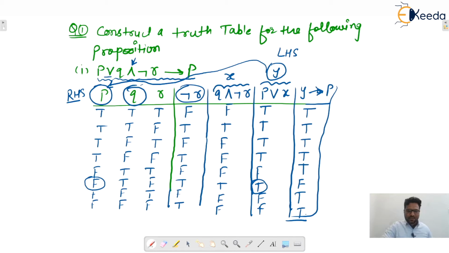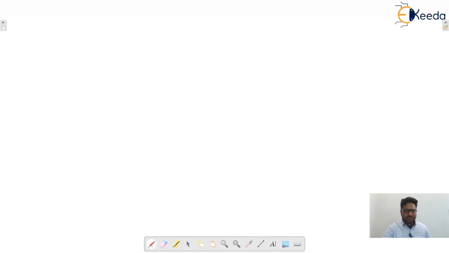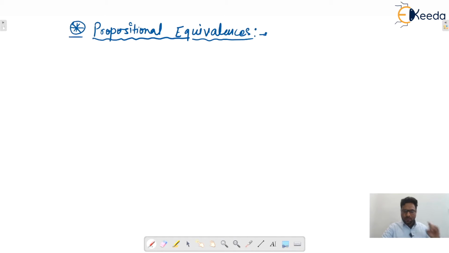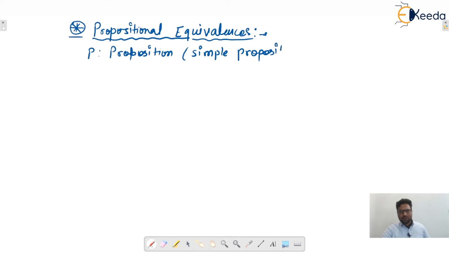We can say that it is propositional equivalence. So write down our topic: propositional equivalences and identities. Okay, so let us consider: let P be a proposition, and let's say it is a simple proposition. Simple proposition means there is no logical connective.